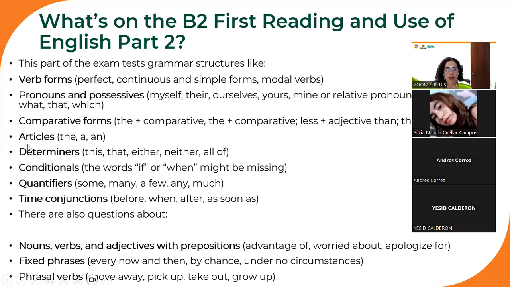Articles, the, or an. Determiners, so these, that, either, or. Conditionals, if or when. Quantifiers, some, many, a few, much. Time conjunctions, so before, when, after, as soon as. Okay, so basically anything. You can find all types of words in this exercise. Okay.